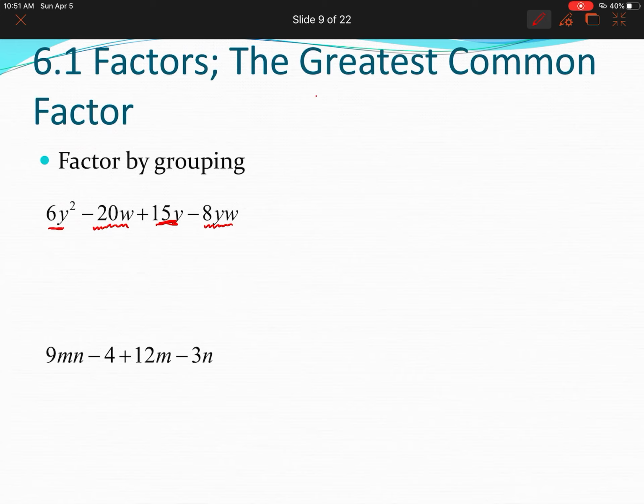So I am going to regroup this one, and I'm going to rewrite it here at the top so you can see it well. And I'm going to group the 6y squared and the 15y together.